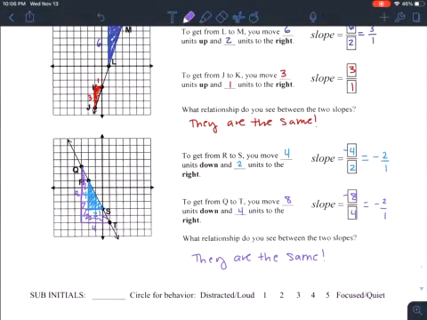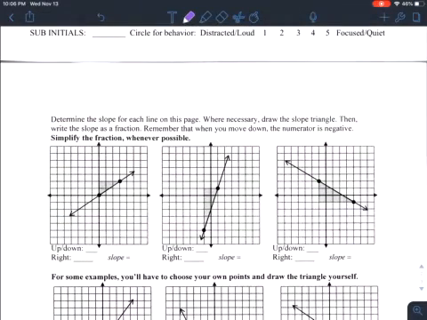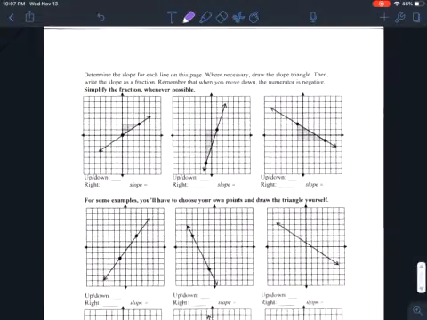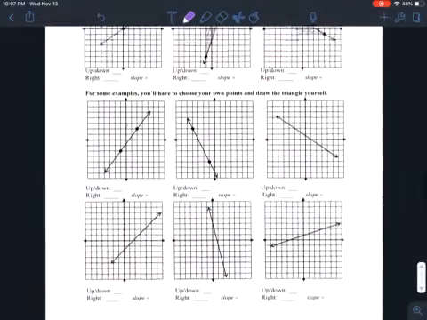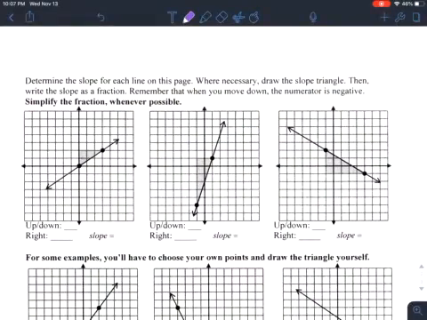So that's basically what I want you to do on the back. Determine the slope for each line on this page. When or where necessary, draw the slope triangle. Then write the slope as a fraction. Remember that when you move down, the numerator is negative. So the top part of the fraction is negative, and you are going to simplify the fraction whenever possible. So go ahead, work on these. I'm going to do maybe 2 examples to help you out, and then you will be turning this in complete at the end of the hour.